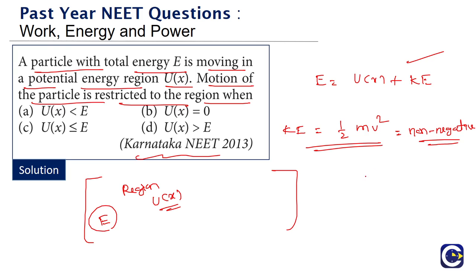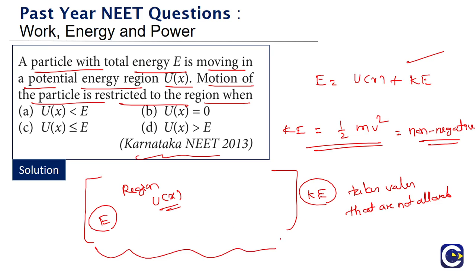Which means, if we are able to restrict the motion of the particle to the region, it means that outside the region the kinetic energy takes values that are not allowed. We have to define the condition of the region such that outside the region kinetic energy takes values that are not allowed. That means the motion of the particle will be restricted to this particular region only.